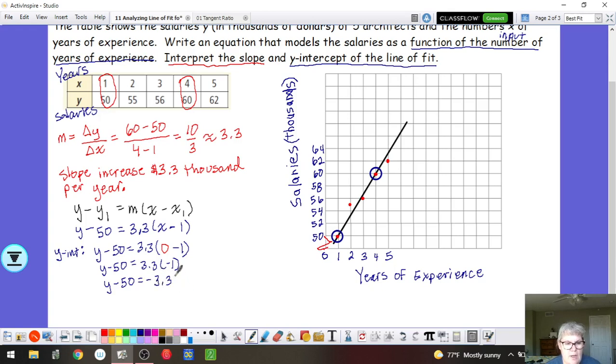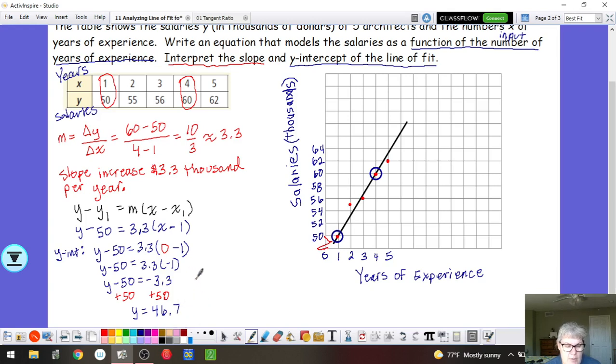Now I know we haven't done a whole lot of solving, but if you remember anything from your pre-algebra topics, if I want to get the y by itself, I need to undo the minus 50. So I'm going to add 50 to my negative 3.3, so that my y value, which is going to become my y-intercept, is going to be 46.7.